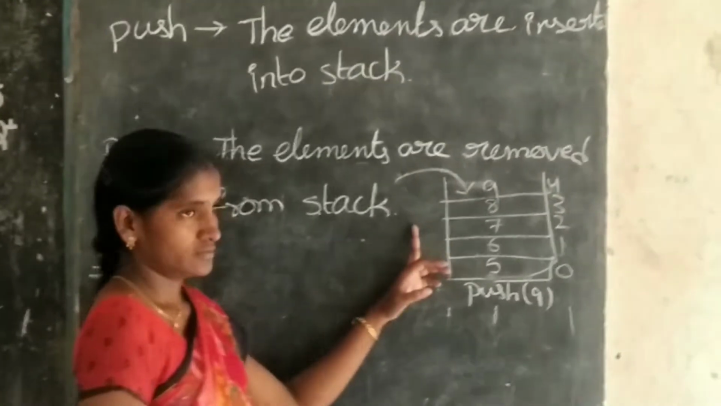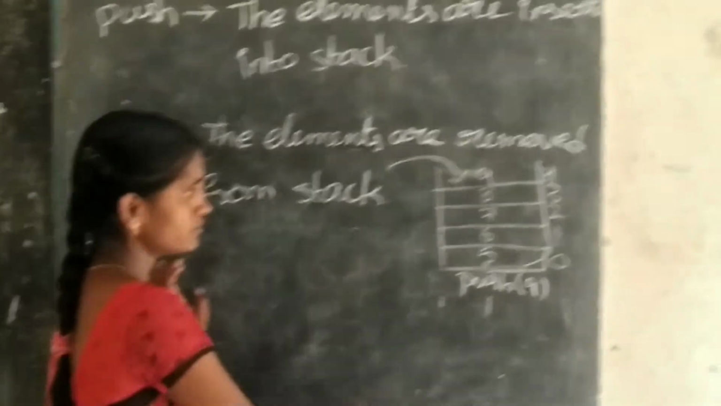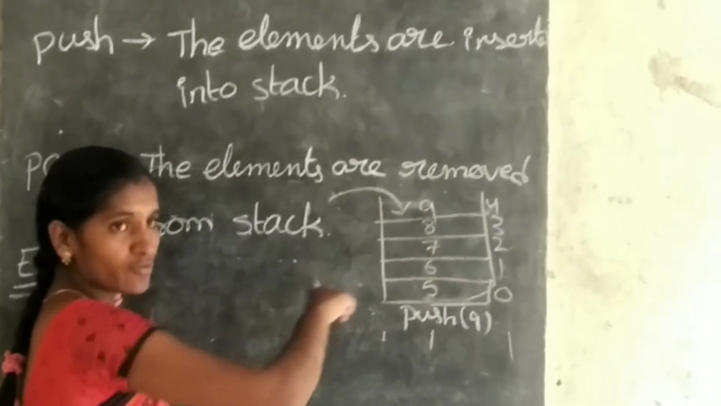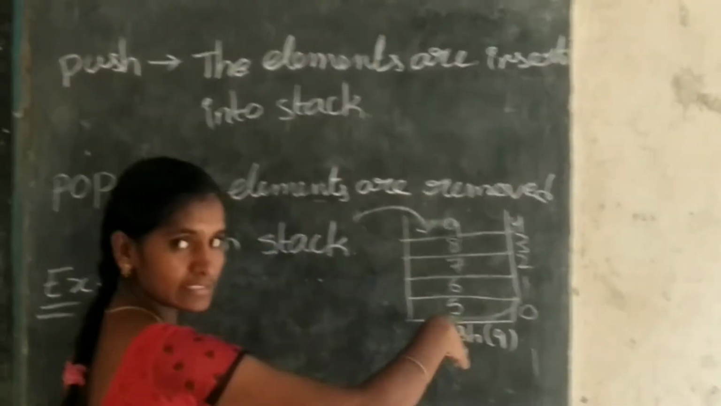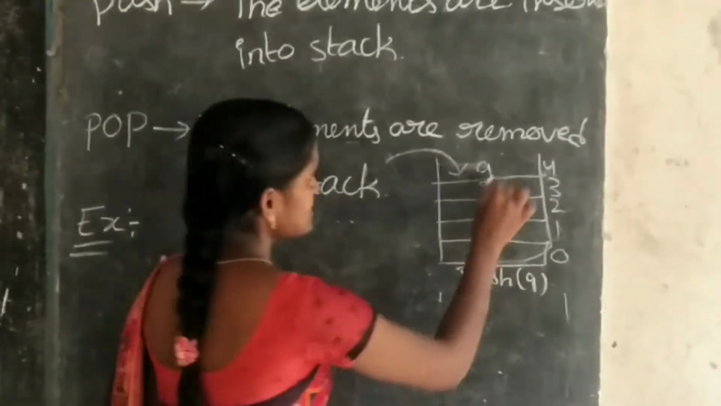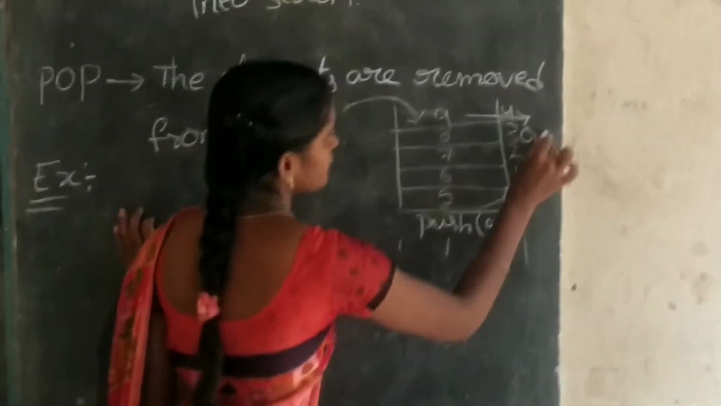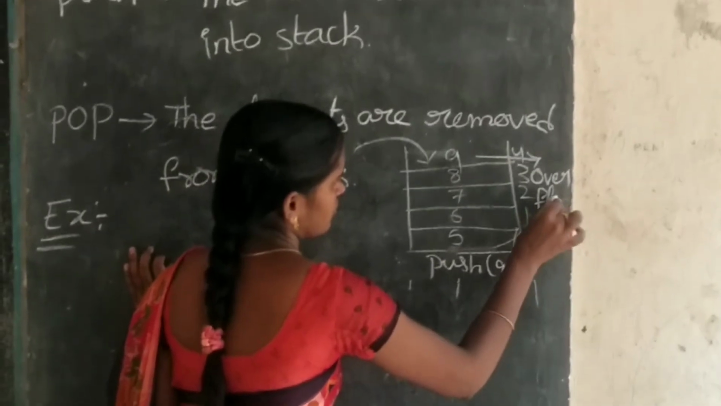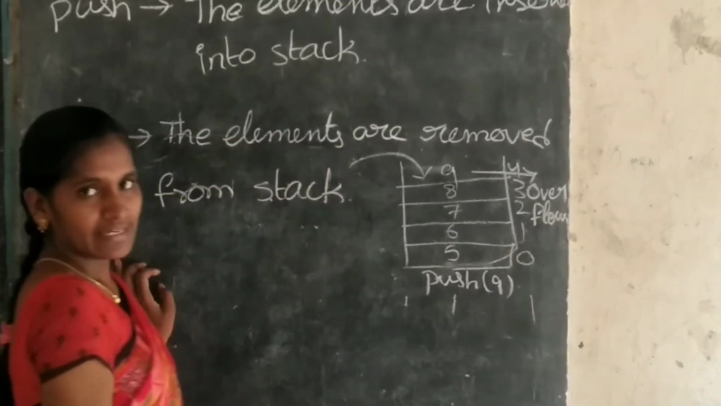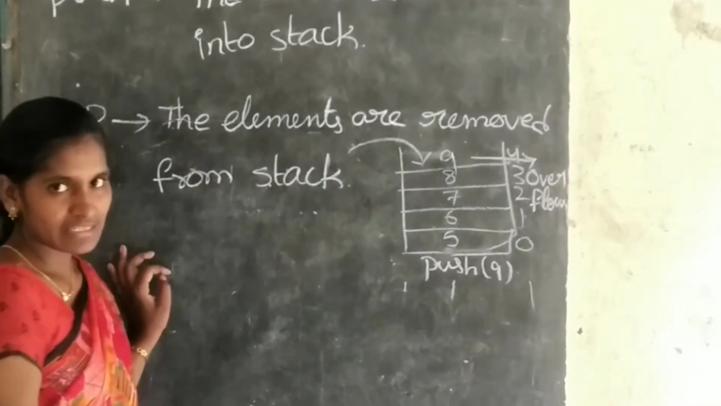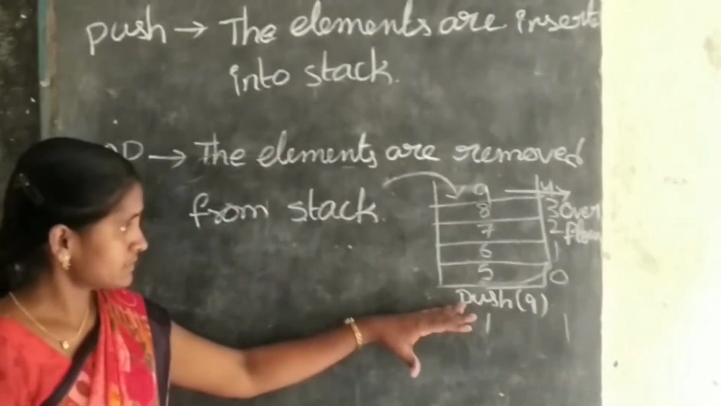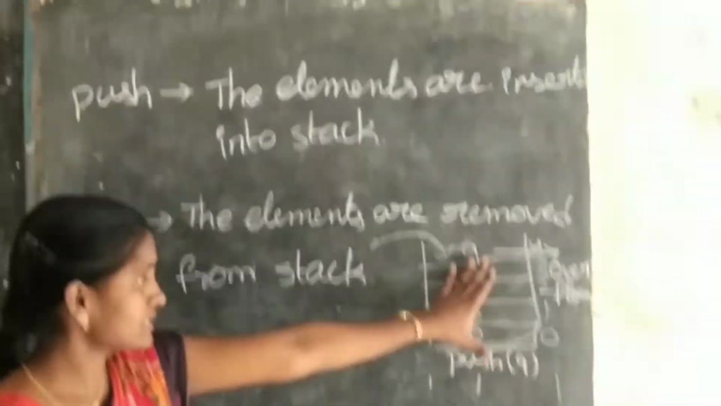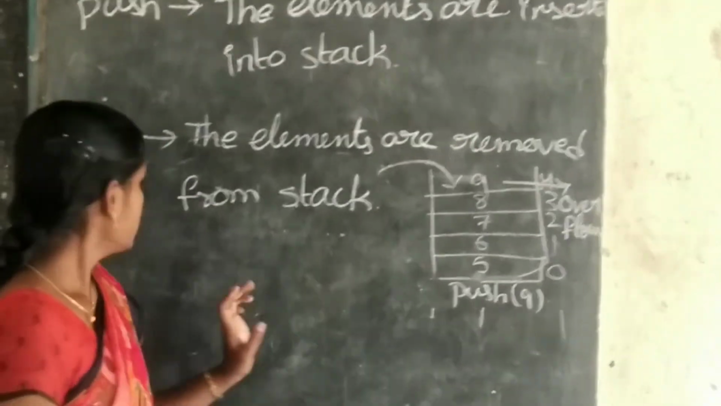Whenever we fill all the elements, we have to take A of 5. Already 5 elements are filled in the stack. That means the stack is overflow. If no elements are there, then the stack is underflow. So our array size is already filled, the whole stack. That means overflow. Next, we discuss the pop operation.